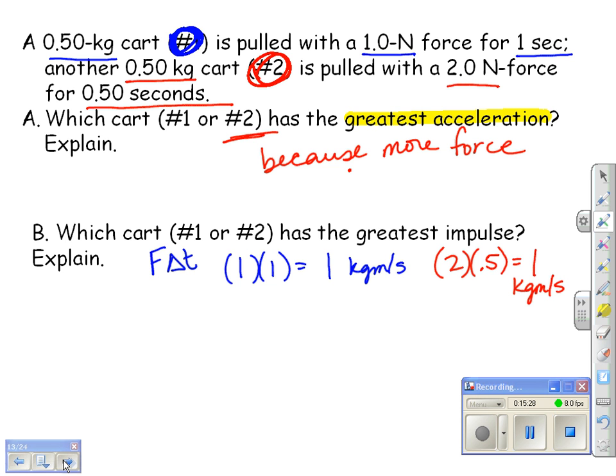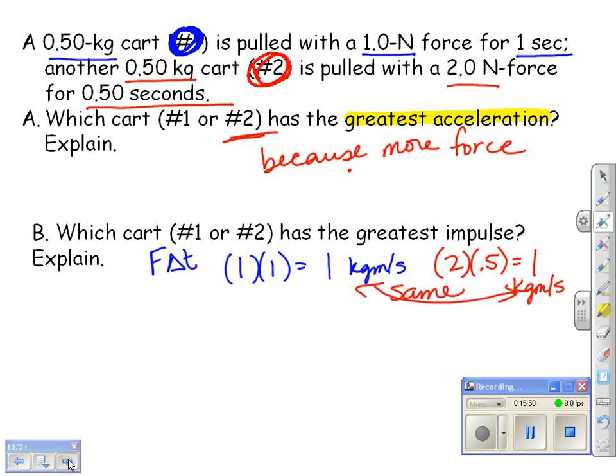So does either cart have a greater impulse? Hopefully you said no, because you'll notice that they both have the same. The second cart has more force, but it took less time.